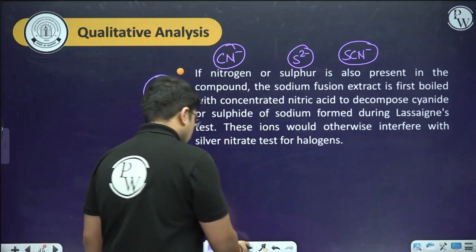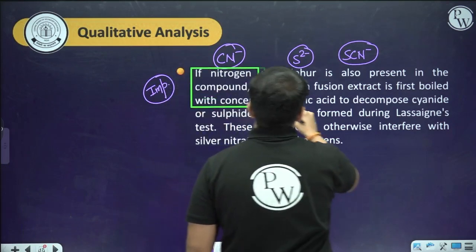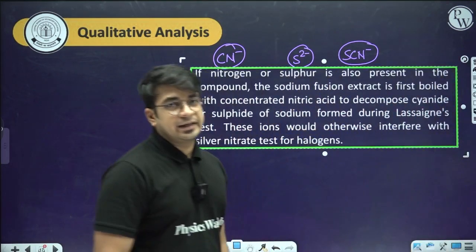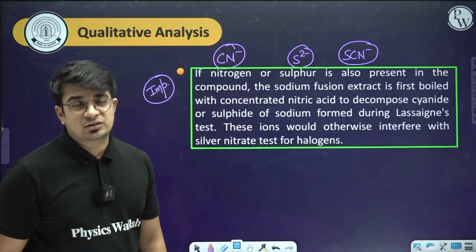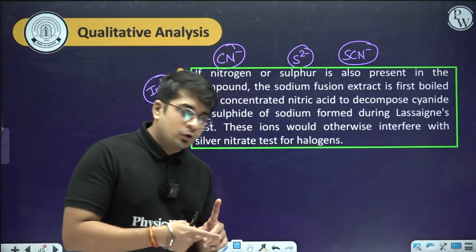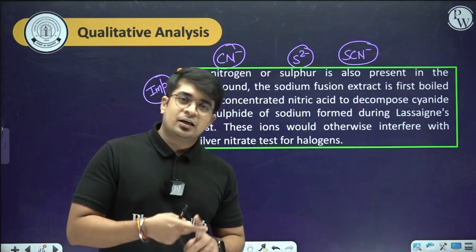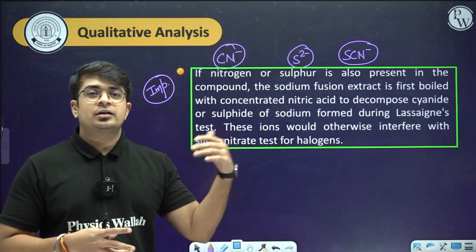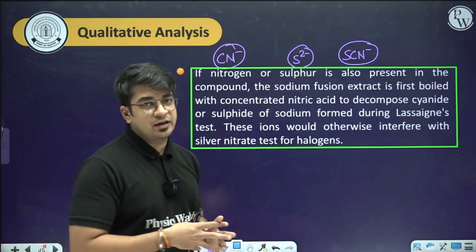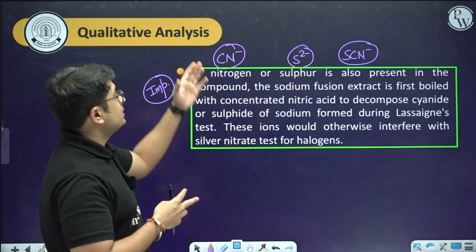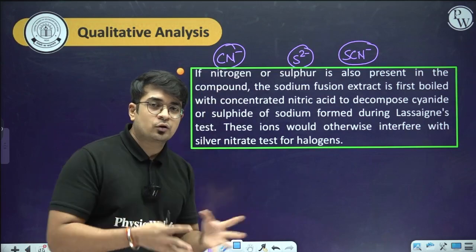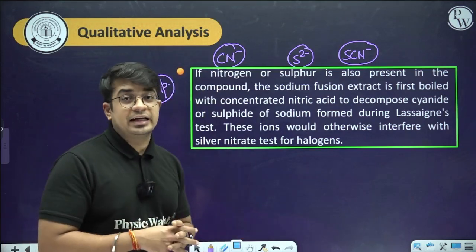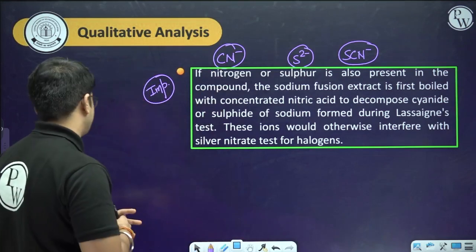So you just have to remove this part by simply boiling the mixture with concentrated HNO3, which is a very good oxidizing agent, because it's not going to react with X negative, but it is going to convert this CN negative or S2 negative into their corresponding states. Sulfide is converted into SO4 2 negative, and the carbon and nitrogen eventually break down. So they are not going to interfere with the test of Ag positive. I hope this part is clear.